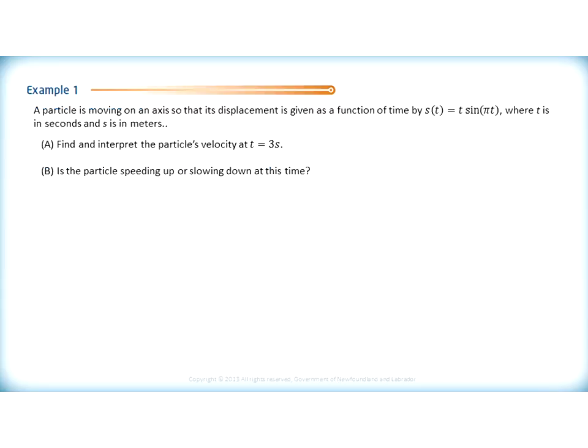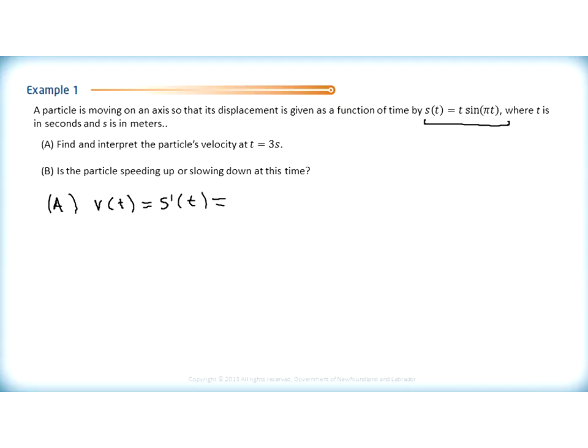A particle is moving on an x-axis, so its displacement is given as a function of time by this stuff. Okay, so t is in seconds, and s is in meters. All right, so let's take a look here. Find and interpret the particle's velocity at time t equals 3. Well, we should remember the velocity function is the first derivative of the position function. So what's that going to give us?